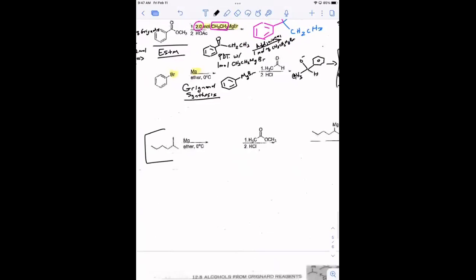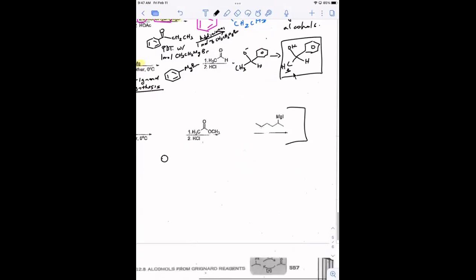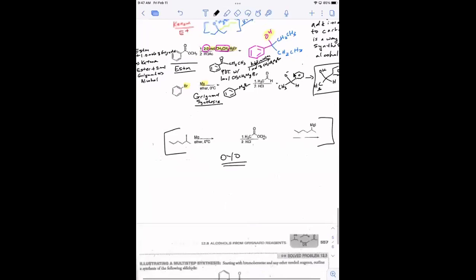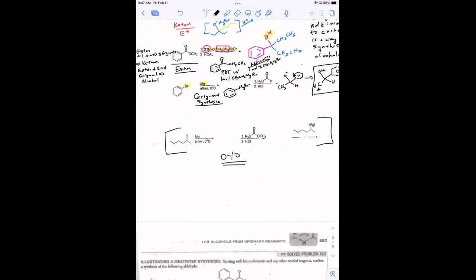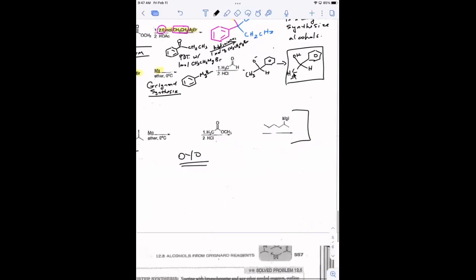I'm going to assign this one as another on-your-own problem, because it's similar to that top problem. It's just that your starting materials are a little different.